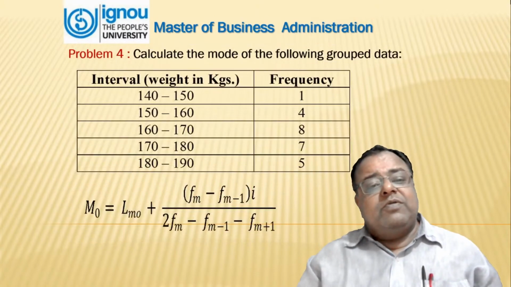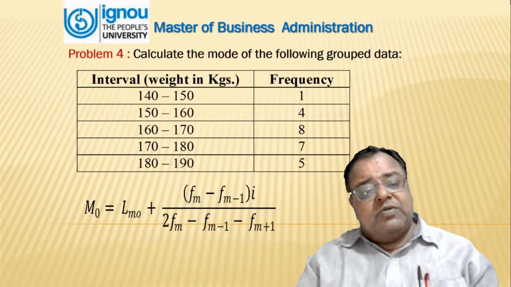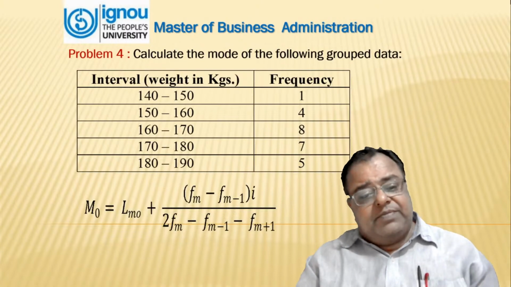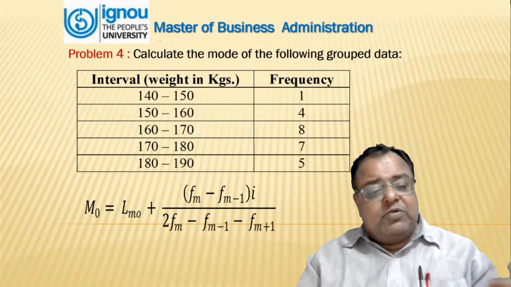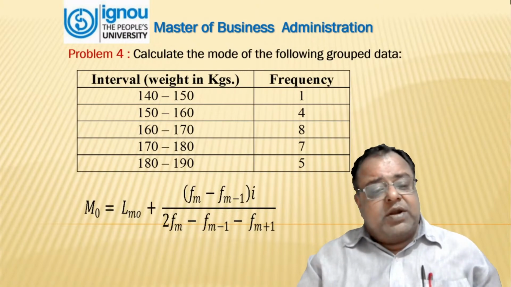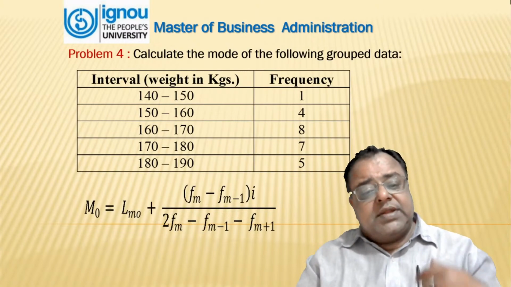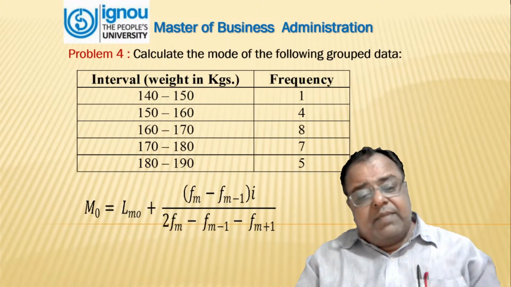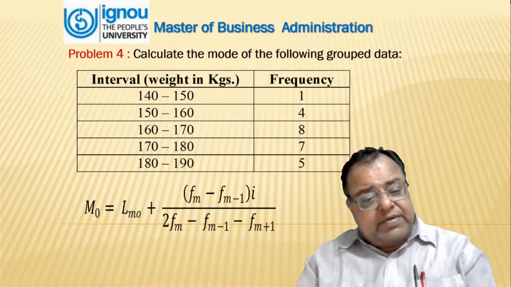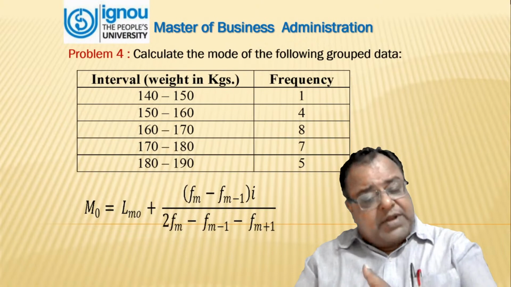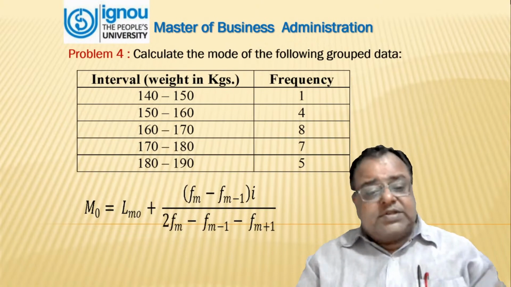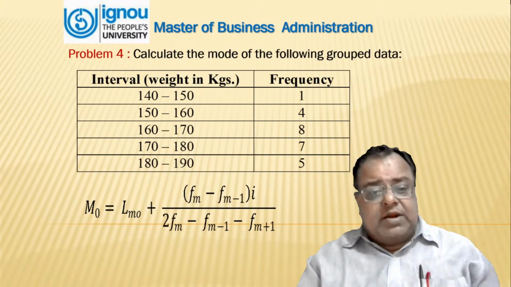Next, we move on to the same problem. We move on to how to calculate mode. For mode, we have to use this formula: Mo equal to L_mo plus (f_m minus f_m-1) into i upon (2 f_m minus f_m-1 minus f_m+1). I will show you how all these f_m and L_mo are calculated.